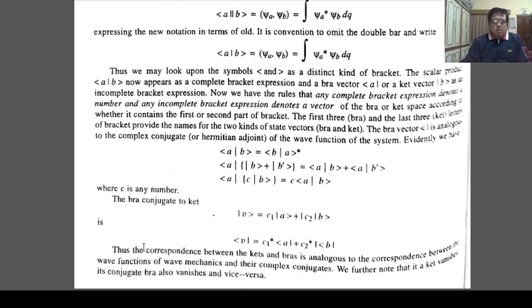Again, just see this. This is a very important conclusion. Thus, the correspondence between kets and bras is analogous to the correspondence between the wave functions of wave mechanics and their complex conjugates. We further note that if a ket vanishes, its conjugate bra also vanishes and vice versa.